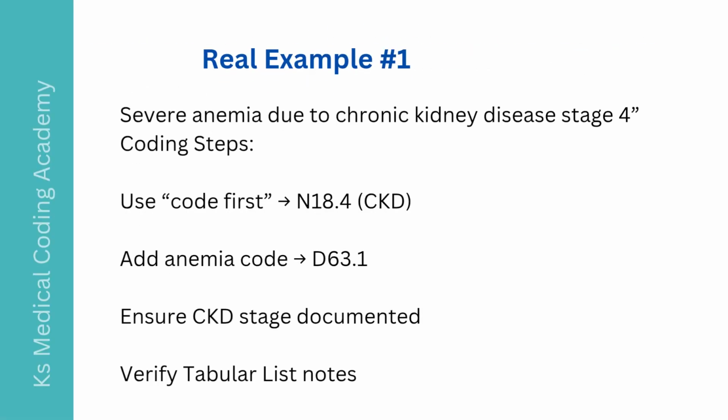Real example number 1. Case. Severe anemia due to chronic kidney disease stage 4. Step 1. Code the underlying condition per code first N18.4 for CKD stage 4. Step 2. Add the anemia code D63.1. Step 3. Confirm the CKD stage and any tabular list notes before finalizing the claim.